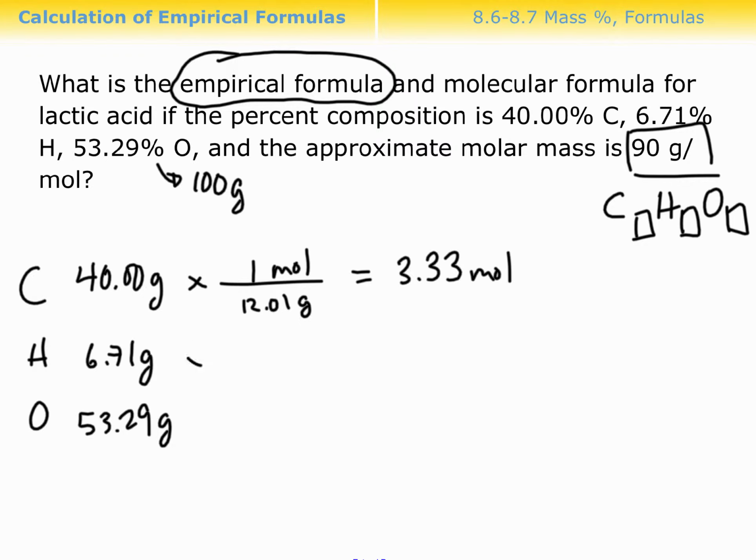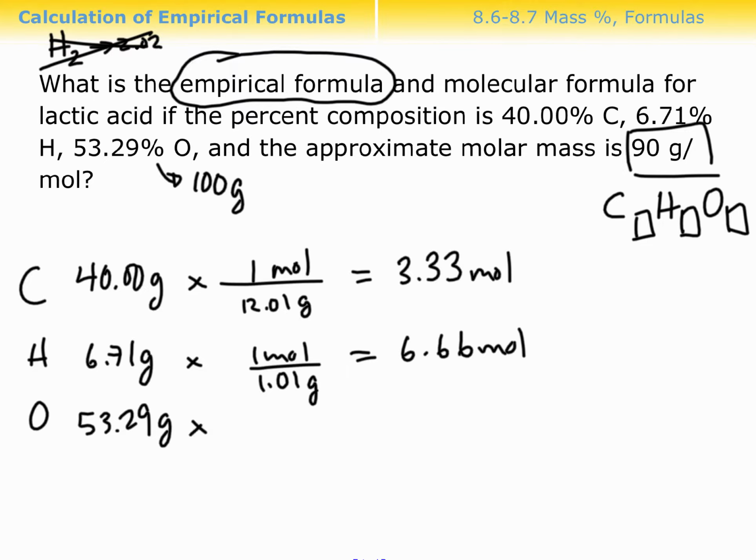Okay, next one, hydrogen, 6.71. 1 mole of hydrogen weighs in at 1.01 grams. Notice I'm using 1.01, and not like hydrogen by itself is diatomic. If it was diatomic, I'd be using 2.02. That's if it's hydrogen by itself. But in this compound, hydrogen is hooked up with something else, so I use its normal atomic mass. Okay, when I divide those, I think that comes out to about 6.66 moles, or close to that.